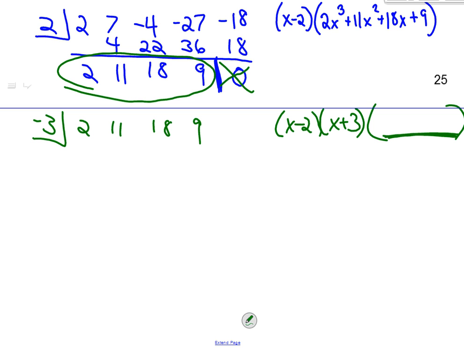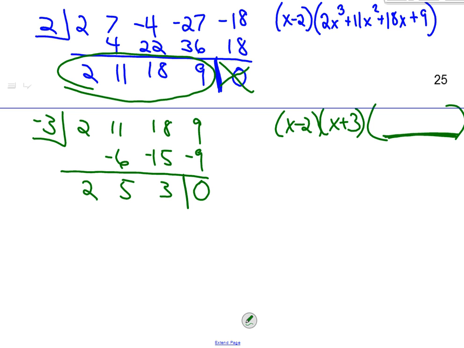So I can only do that if this was a factor, and it was, so that's what I'm going to do in this problem because the remainder was 0. So I'll bring down my 2. 2 times -3 is -6. 11 minus 6 is 5. 5 times -3 is -15. Plus 18 is 3. 3 times -3 is -9.